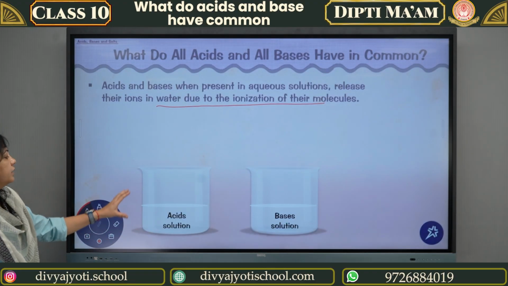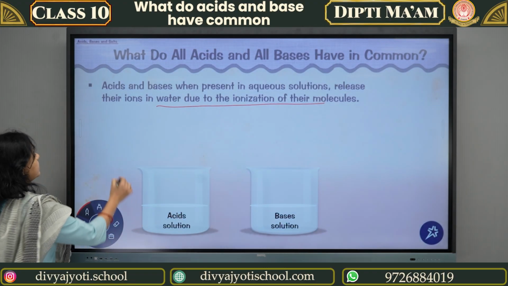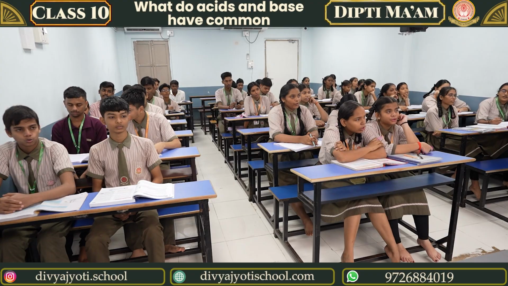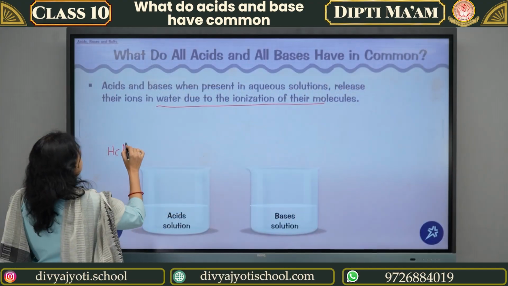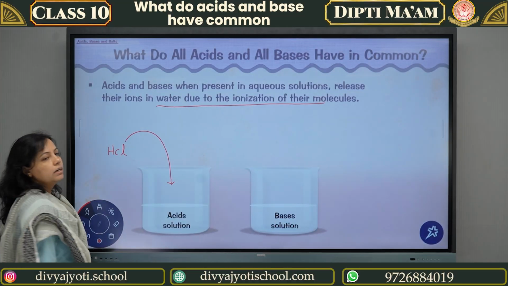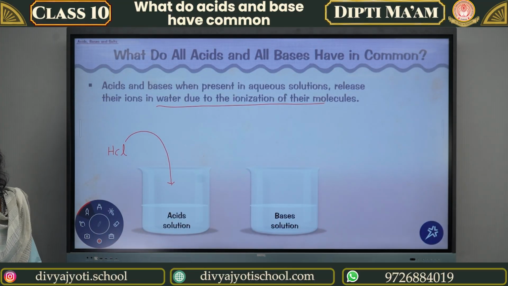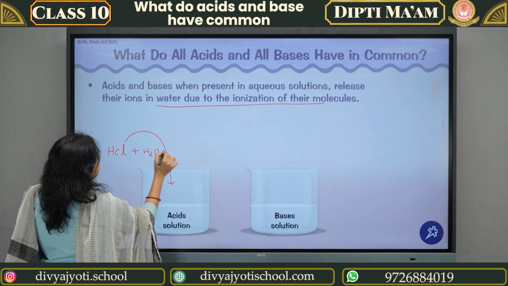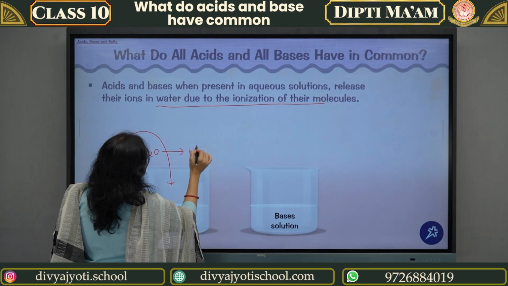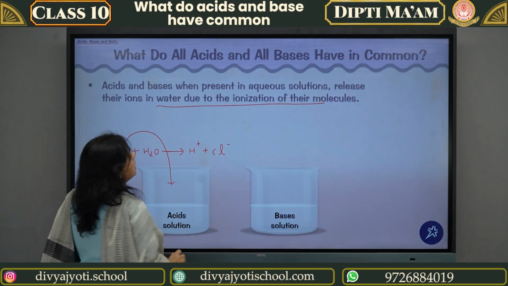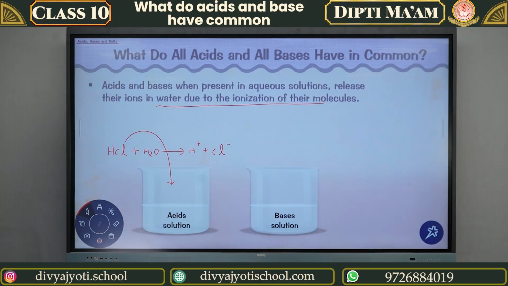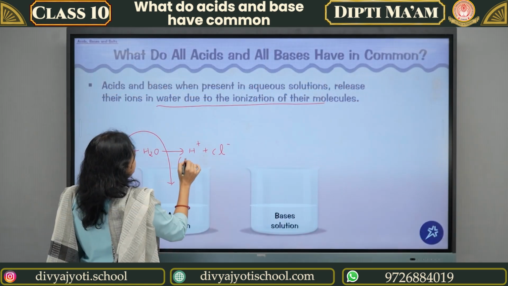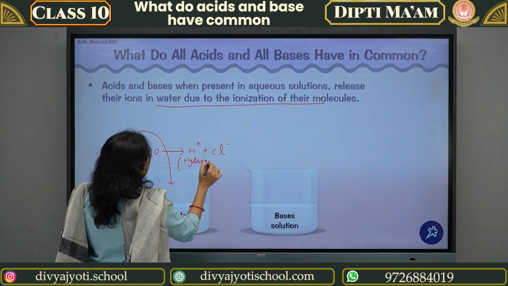For example, here is given one acidic solution. Suppose as an acid I take HCl. What is the name of HCl? Hydrochloric acid. If I put some drops of HCl in water and make an aqueous solution of HCl, then by reacting with the water, this HCl is converted into H plus and Cl minus ions. What is the name of the H plus ion? Hydrogen ion.